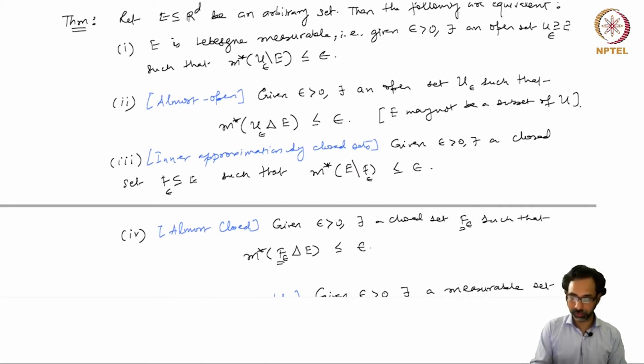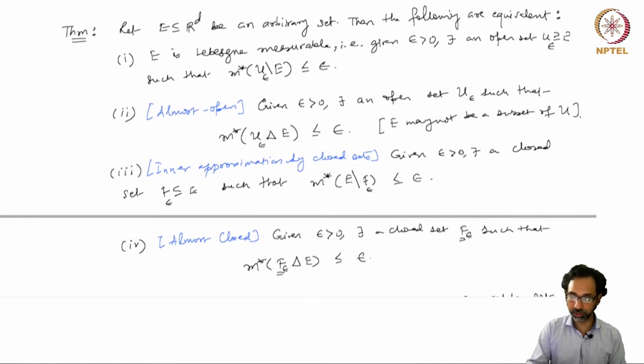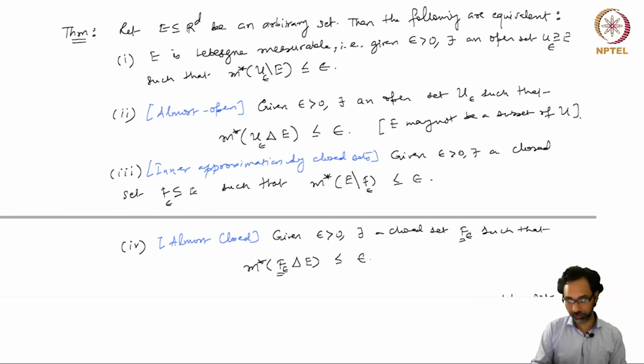A few of these implications are quite trivial. For example, 1 implies 2 is trivial, because if you have an open set U epsilon containing E, then that will also satisfy the second condition.